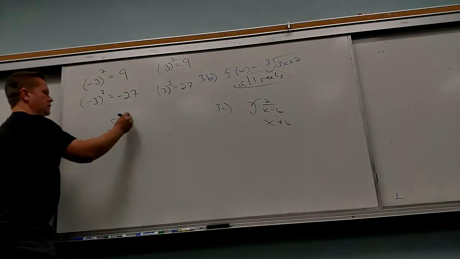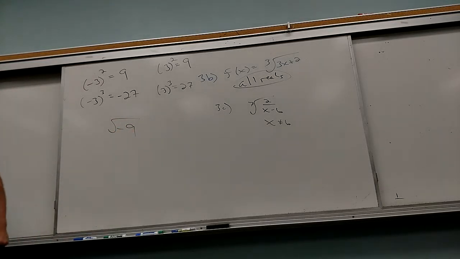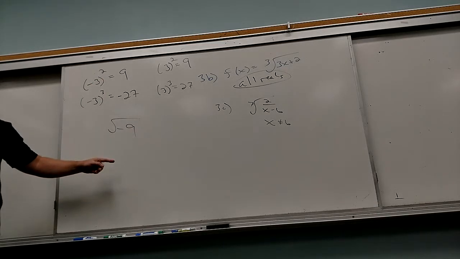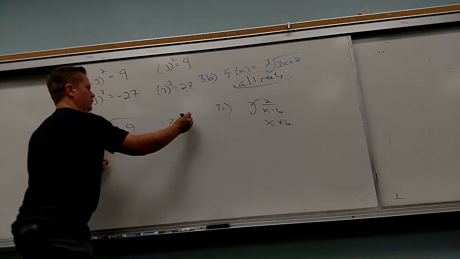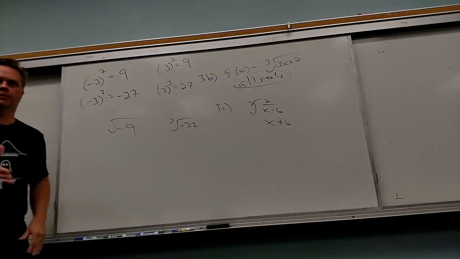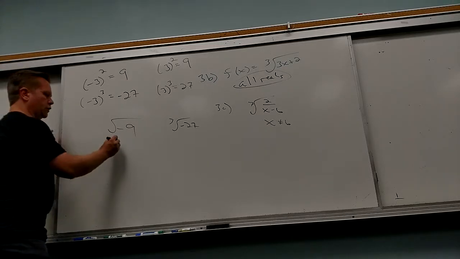So if I say, what did it take 2 of to multiply into negative 9, it's not real. There's no real number that'll do that. But when I say, what's the cube root of negative 27, negative 3 makes that happen. So for negative 9, I would put undefined. This would be not real.